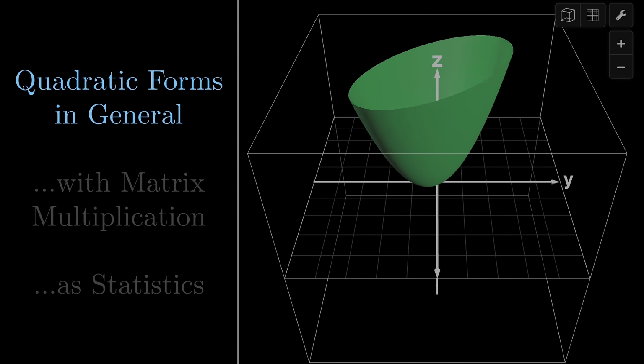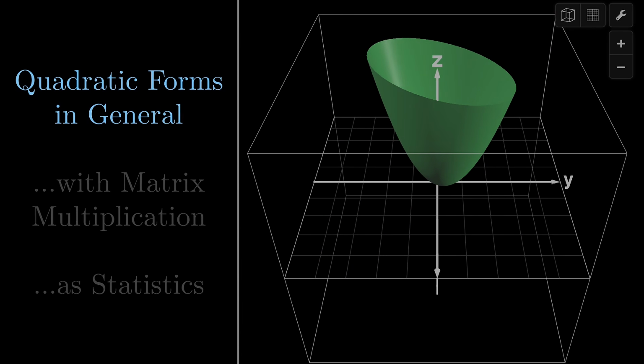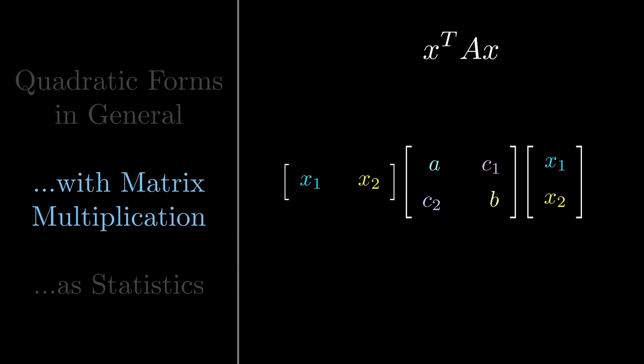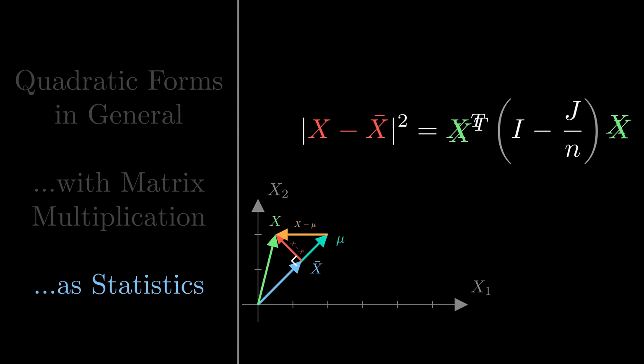Here's our agenda. We'll first learn about quadratic forms in the abstract. Then we'll see how to represent quadratic forms using matrix multiplication. Finally, we'll figure out the specific matrix representation for the statistic we've been focusing on so far, the sample variance.